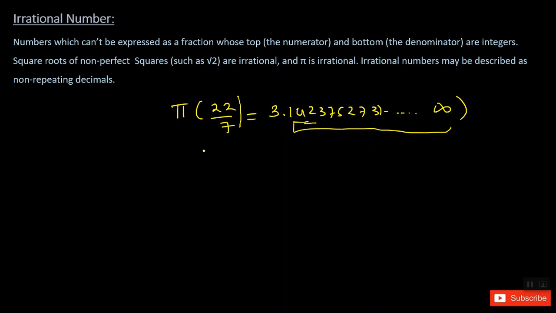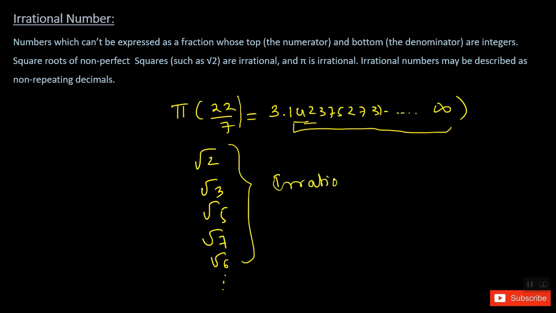So in general, square roots of non-perfect square numbers all turn out to be irrational. So square root of 2, square root of 3, square root of 5, square root of 7, and square root of 6, I can say these are all irrational numbers, right? Now my question here is, let's take an example.